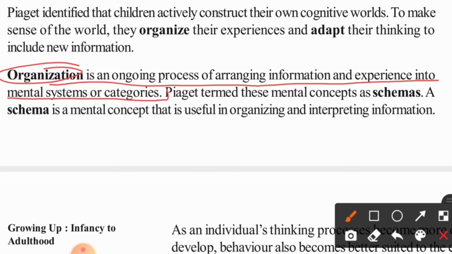Now Piaget termed this mental concept a schema, and psychologically these are termed schemas. These are small packets of memories in your mind which store information. In layman's language, a schema is a mental concept that is useful in organizing and interpreting information. So the use of a schema is to organize information.